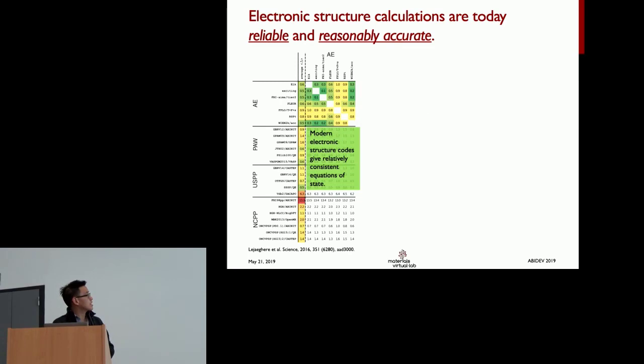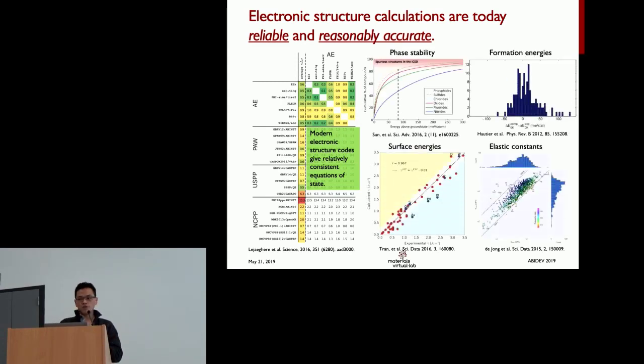I think I don't need to say this, but basically, because of the efforts of people like yourselves and the Abinit group, today's electronic structure code is fairly reliable, at least compared to 10, 20 years ago. There are actually a lot of interesting materials properties that we have computed and that can be computed, and we have seen this over the past few talks.